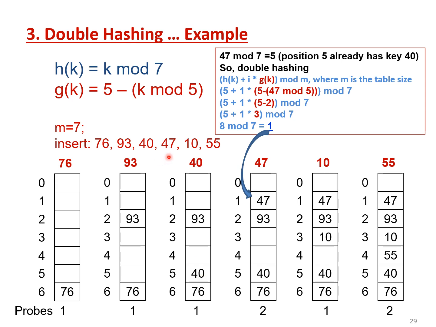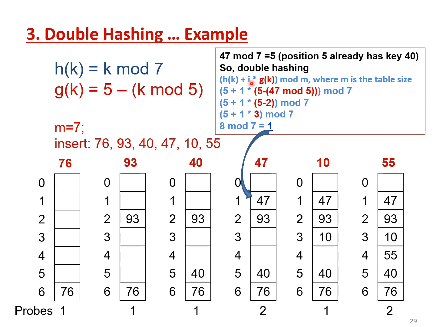Now we have to insert 47 into the hash table, or we have to find the location for the key value 47. When you find the remainder, that is 47 mod 7, it gives the value 5. The position 5 already has a key value 40, so we cannot insert 47 into this place. So we have to go to the first probe.